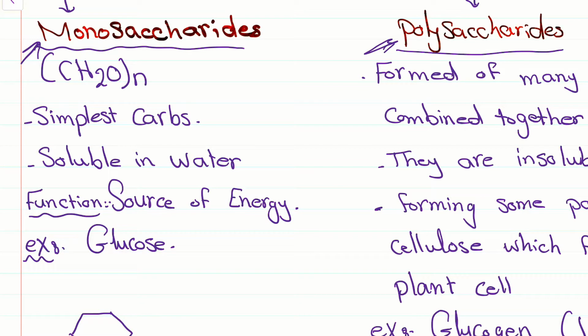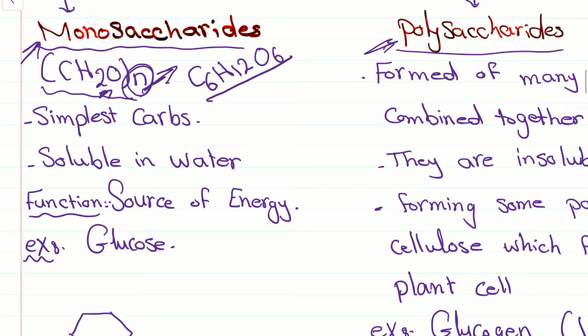Monosaccharides are the simplest sugars, or the simplest carbohydrates. They have the general formula (CH2O)n, where n is the number of carbon atoms. Our example is glucose. Glucose is C6, with 6 carbon atoms. So the hydrogen will be 12, because it's H2O, and the oxygen is the same number as the carbon atoms. So this is our example, glucose.